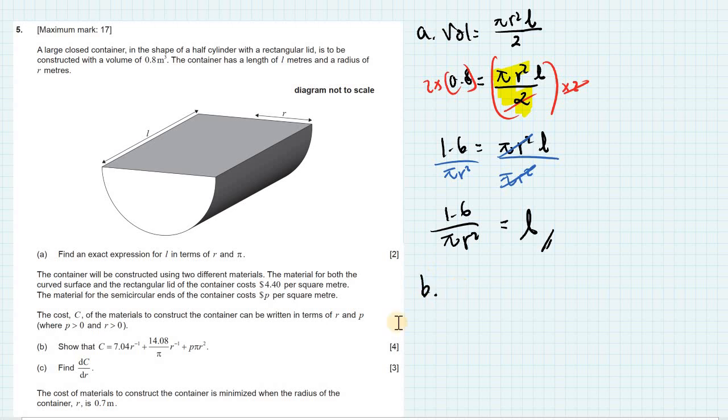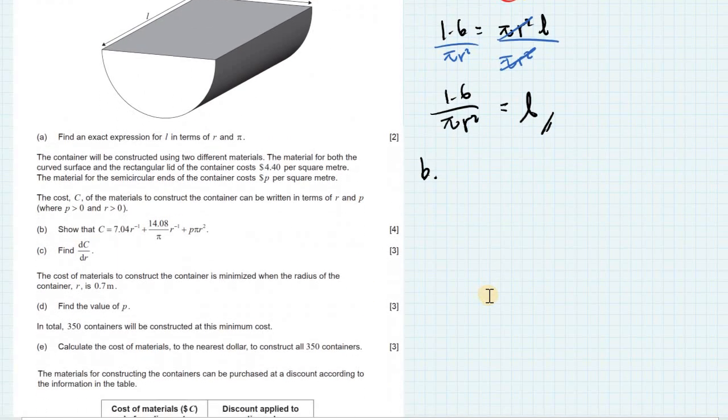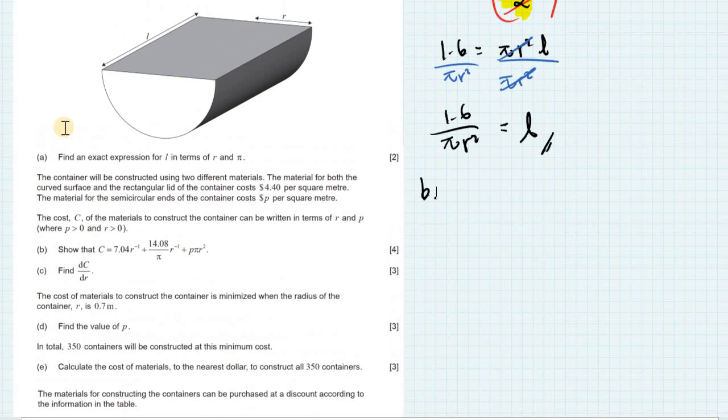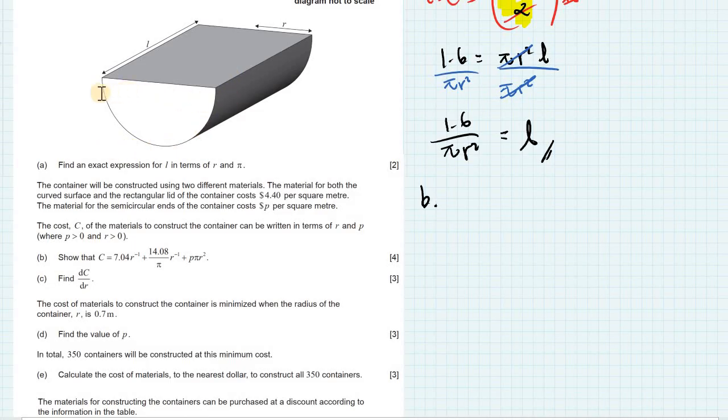Question B. The container will be constructed from two different materials: the curved one, and then the rectangular lid. The cost of the material is 4.40 per square meter, and the material for the semicircular ends is P per square meter. We have to show that the cost is this one.